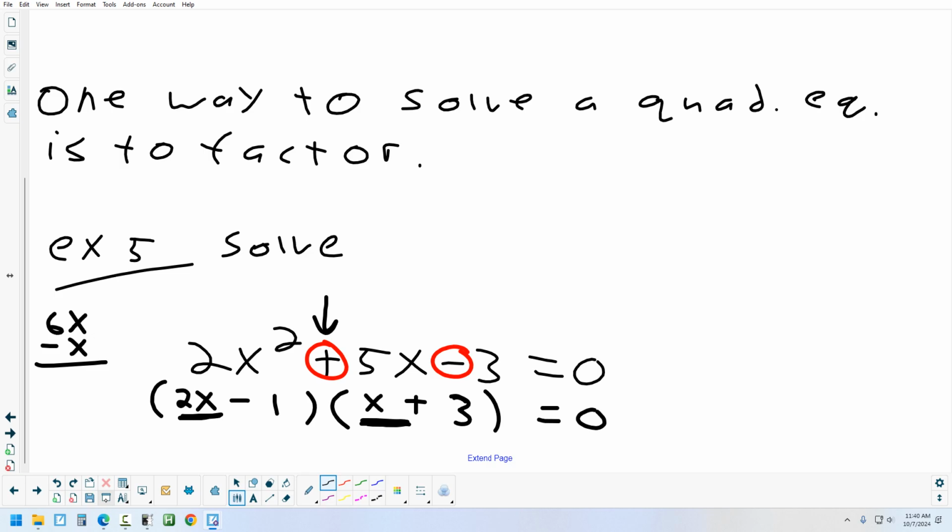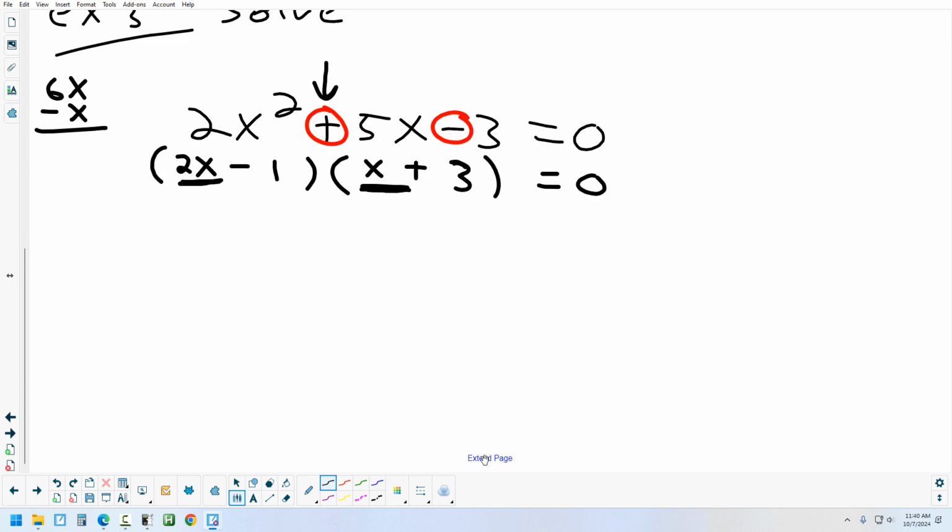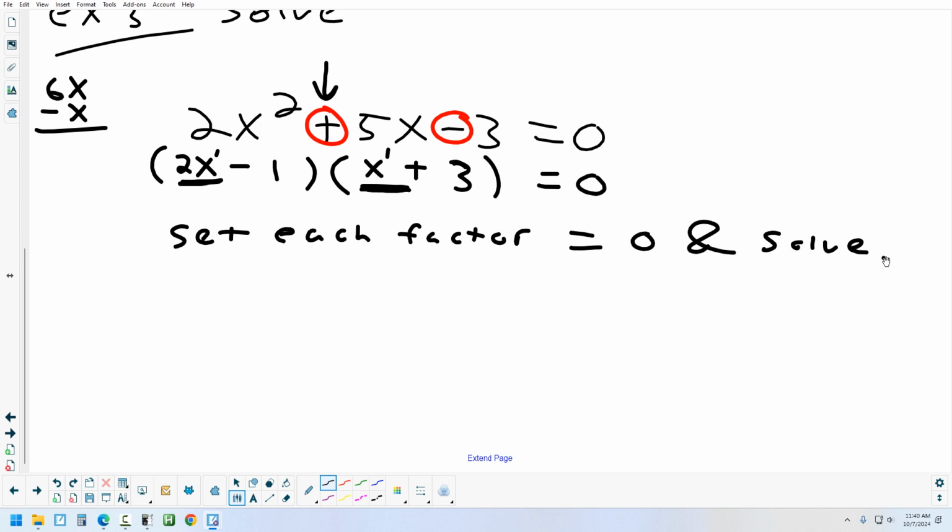Okay, now that we factored it, you took something that had an exponent of 2 and you turned it into two problems, two factors, and they each have exponents of 1. So now, set each factor equal to 0 and solve. So take your first factor, 2x minus 1, set it equal to 0. Take your second factor, set it equal to 0, and solve.